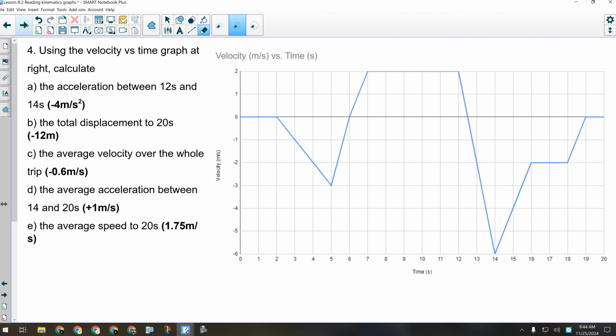All right, here's a velocity versus time graph. Now I can't use y equals mx plus b, can I? No, I can't. There's no one single line here, and I have no equation on the graph. So I can't use y equals mx plus b anymore.